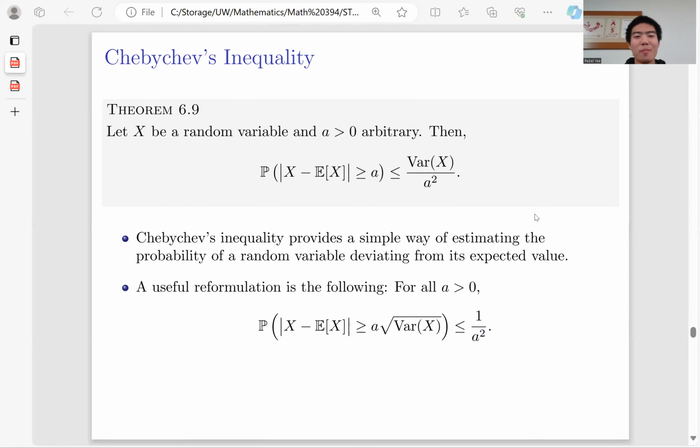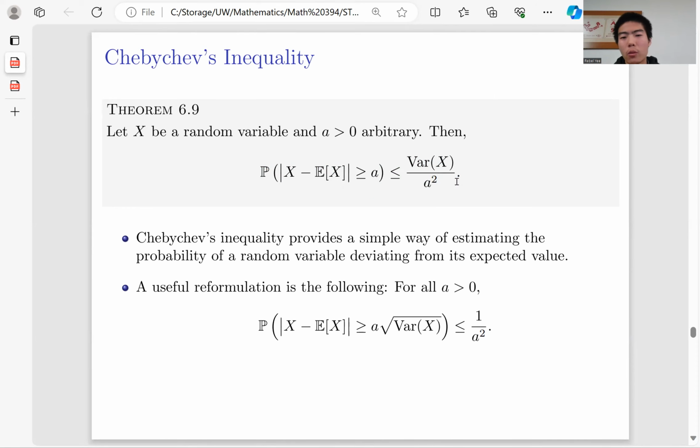Hi, it's been a while since I talked about any new content. It's been 3 weeks. Before that, we were talking about Chebyshev's inequality and its applications. So the Chebyshev inequality is actually here.